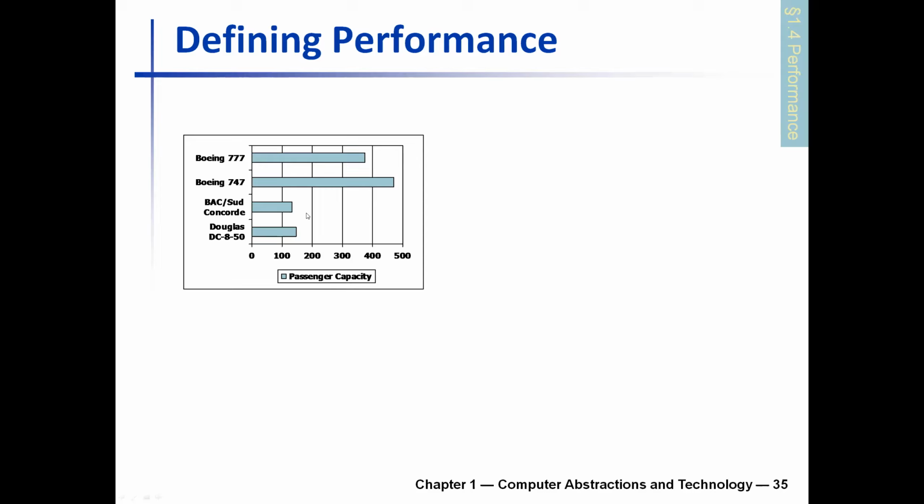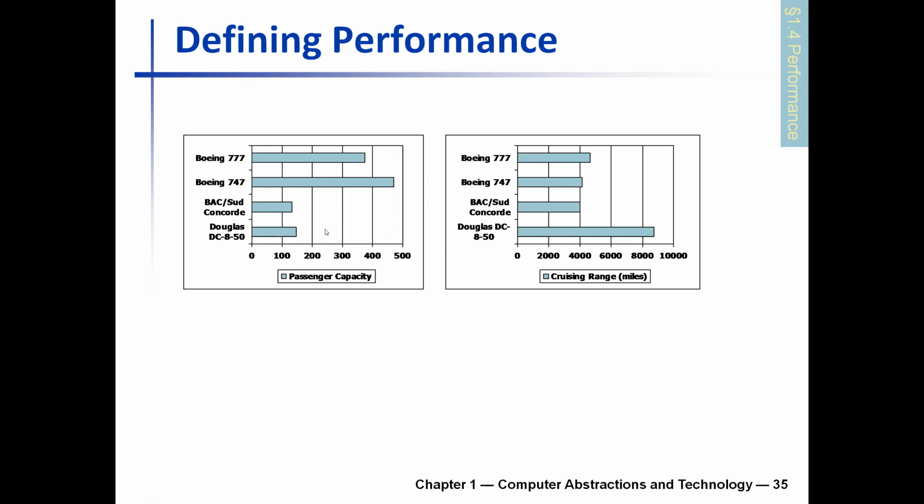Right, we have 4 different passenger airplanes, a couple of Boeing models, Concorde and a Douglas DC-850, right? So here, the definition that we are trying to apply for performance is passenger capacity. Some models can carry a lot of passengers, while some other models can carry only a small number of passengers.